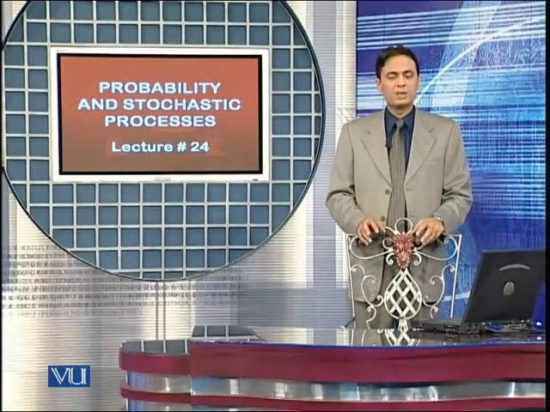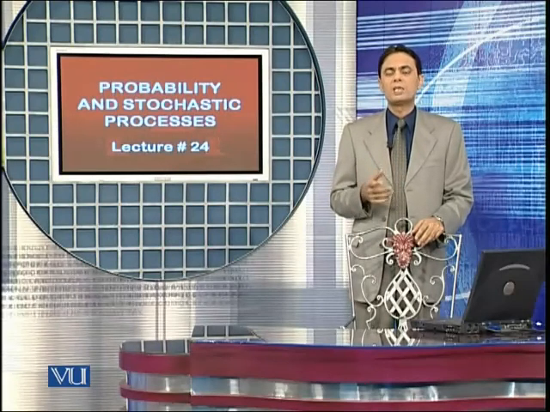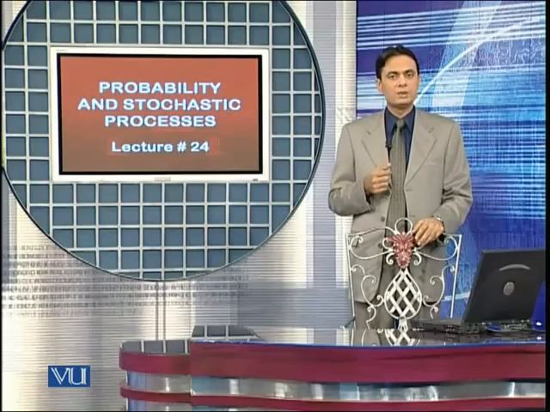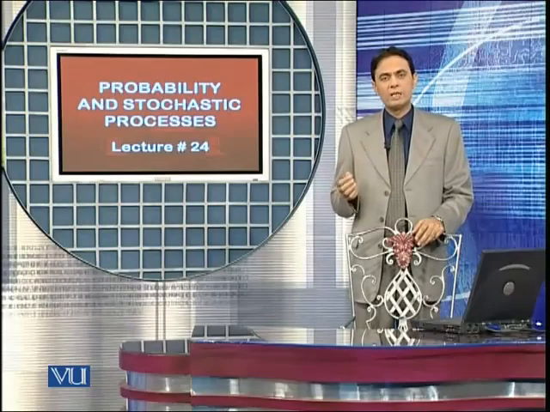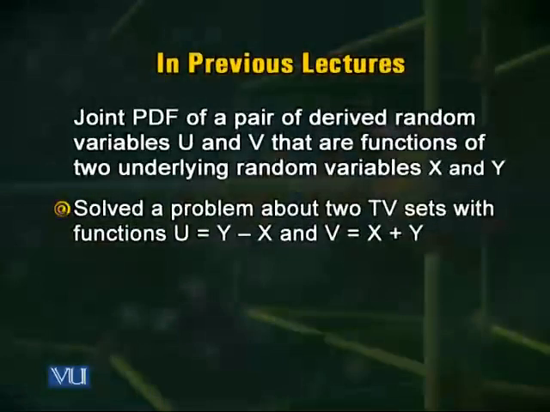These mappings had physical significance because we were working with an example of two televisions, and X and Y modeled their service time before failure. Hence U, which is Y minus X, models the difference of service times of two televisions, and V, which is X plus Y, models the total service time of two televisions.